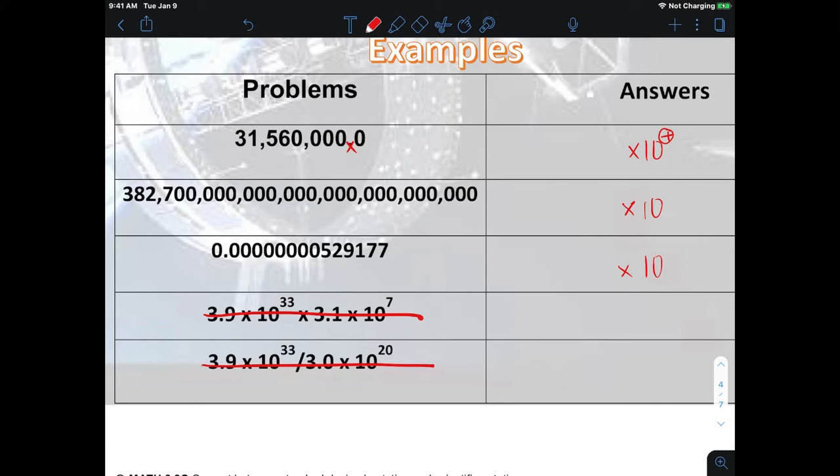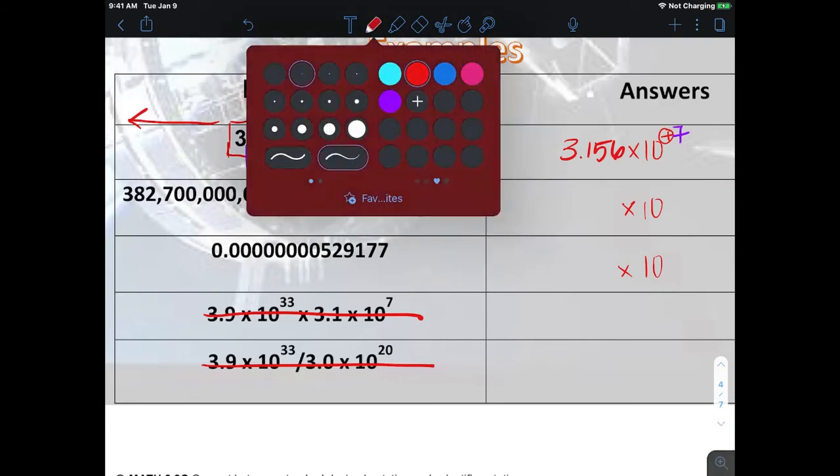Okay, I'm looking. It looks like this is the only place, because 3 is bigger than 1 but smaller than 10. Now I'm going to take just the center portion. If there are zeros after or before, I just get rid of them. I'm going to rewrite that. Now I'm going to ask myself, how many spaces did you move? 1, 2, 3, 4, 5, 6, 7. 3.156 times 10 to the power of 7. Okay, let's do the next one.